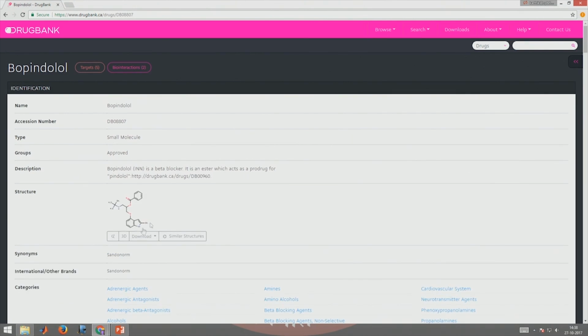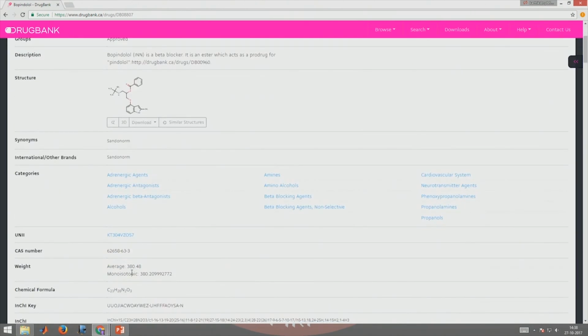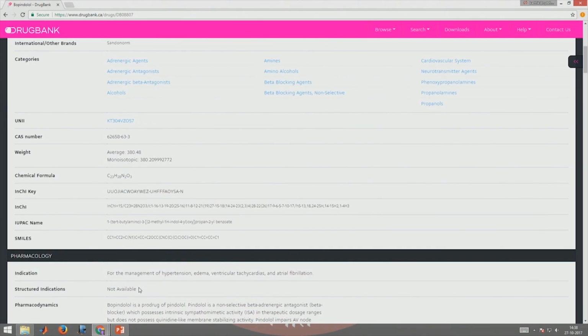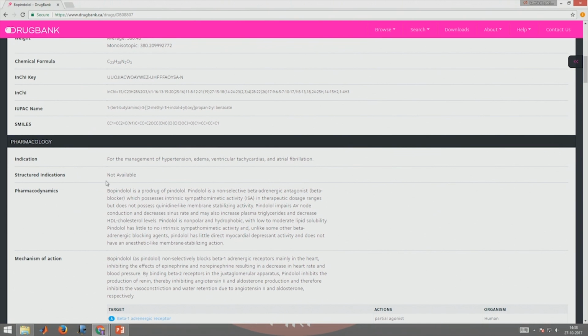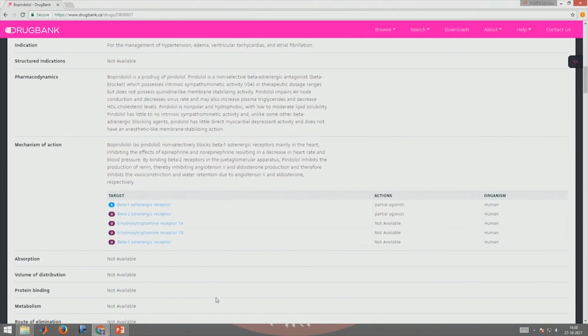So, it gives the structure of this molecule, and it is approved, it is a beta blocker. And then international and other brand names, because companies sell it under brand names. What is the molecular weight, chemical formula, then pharmacological details. What is the pharmacodynamics, and how it acts, how does it bind to, and so on.